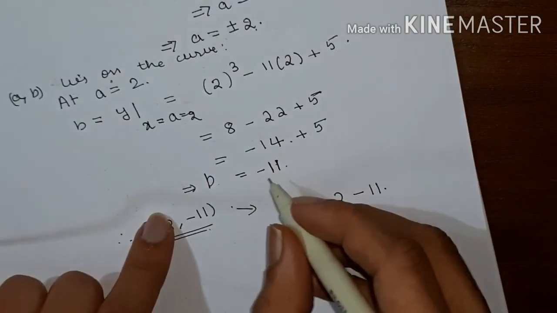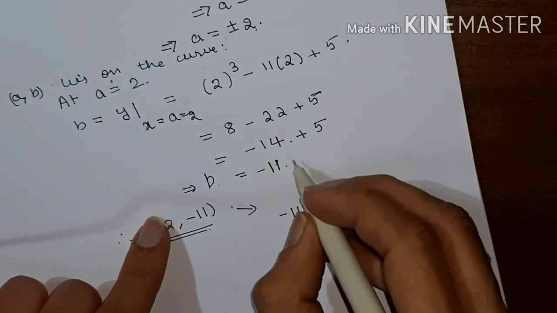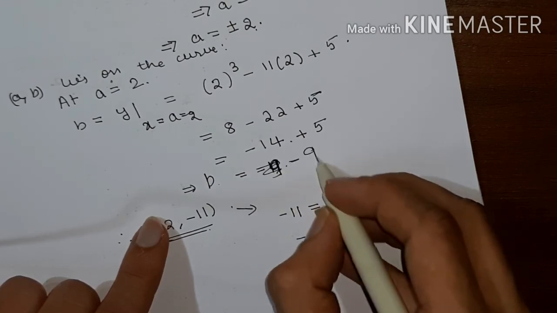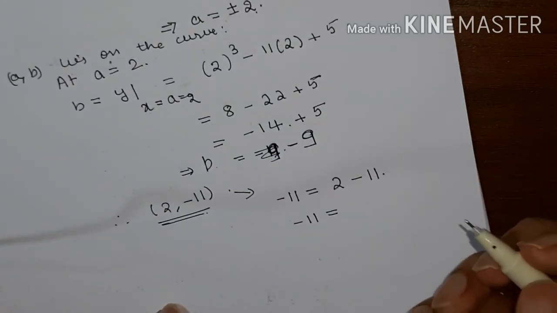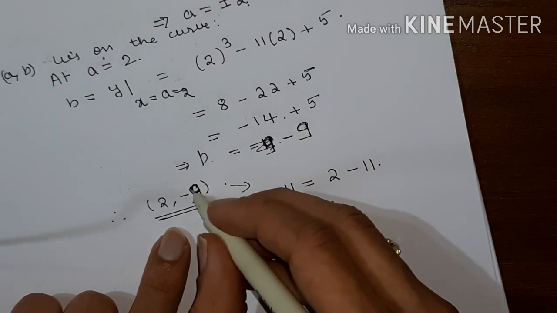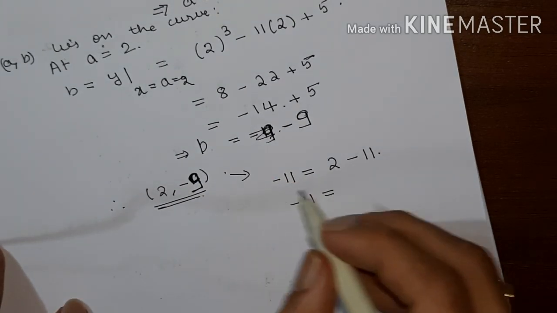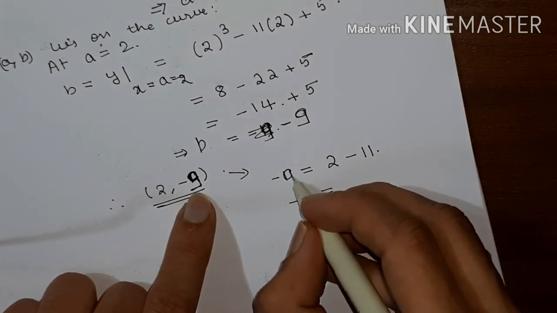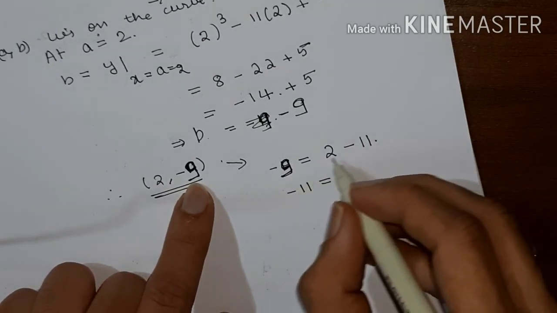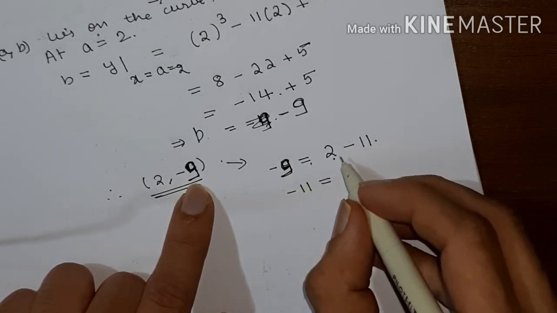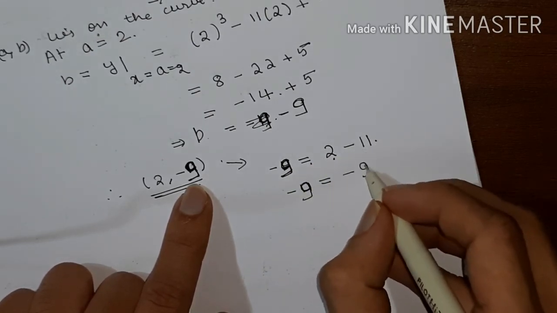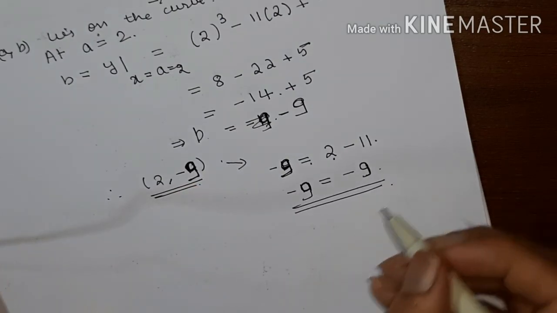Oh, this is not minus 11, I have made a mistake. Minus 14 plus 5 is minus 9. It is minus 9 here. Now if we substitute it in y, we get minus 9 equal to, x is 2, minus 11. So we get minus 9 is equal to minus 9. So the equation of the tangent is satisfied.